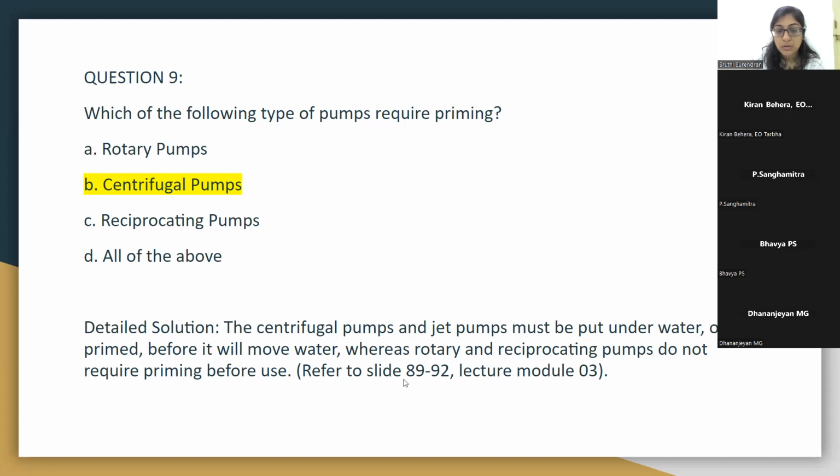If you refer to slides 89 to 92, they have good details about what a rotary pump, a centrifugal pump, and a reciprocating pump are. So it will be useful for you to go through all the slides. And in the case of priming, only centrifugal pumps and jet pumps require priming. Rotary and reciprocating pumps do not require priming.